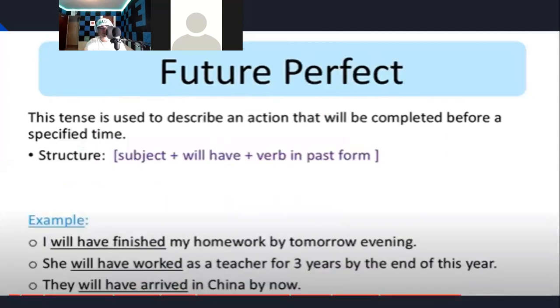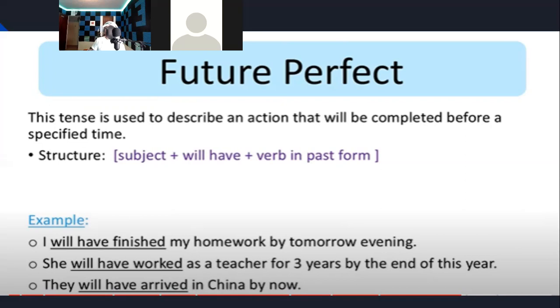Future perfect. This tense is used to describe an action that will be completed before a specified time. It will be completed. That's why it's perfect, because it focuses on something that will be completed, completion. That's the trick with perfect. Structure: subject plus will have plus verb in past form. Example, I will have finished my homework by tomorrow evening.